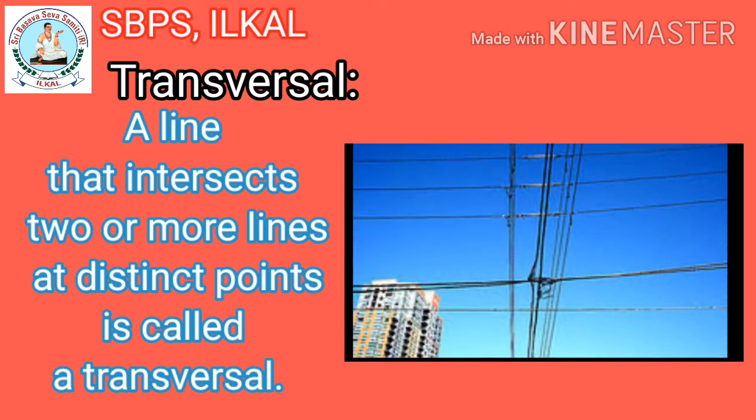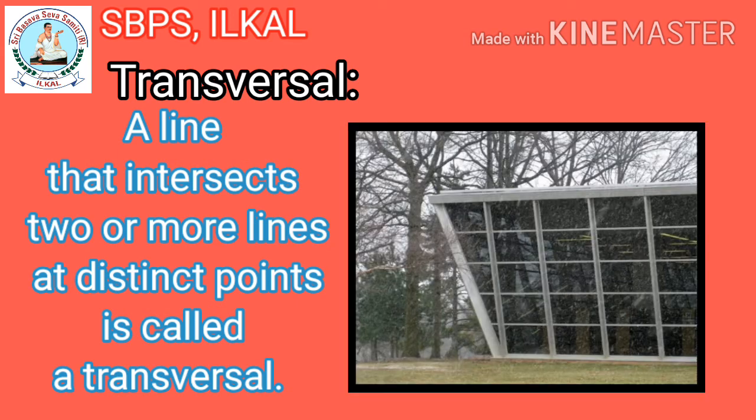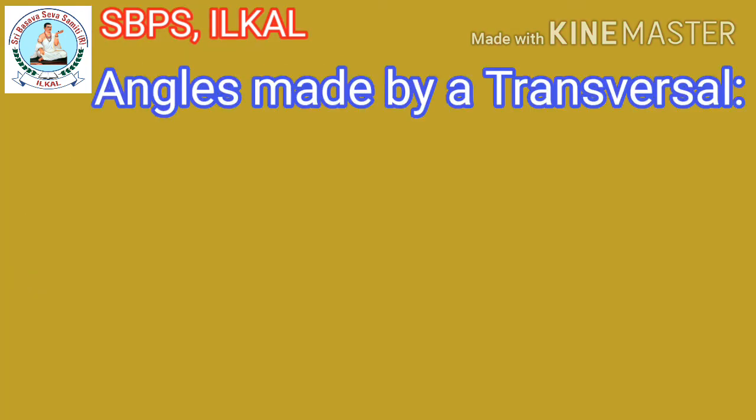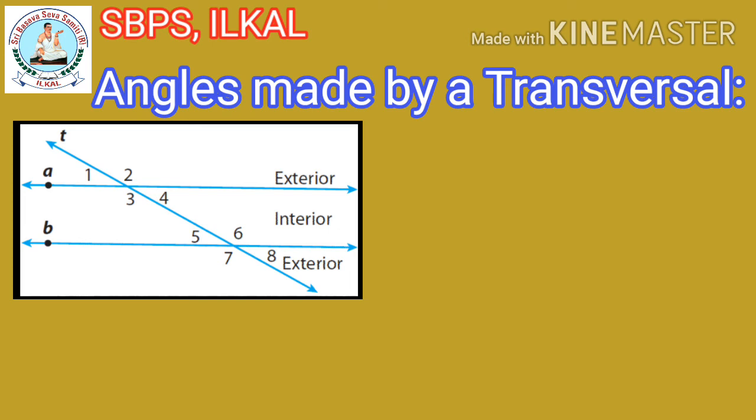Here is a real life example for transversal. Many lines are there, children. Observe parallel lines. If any other line intersects those three parallel lines at distinct points, that line we call a transversal. Here is another example for transversal, children. Observe this. If you consider RS and TO as parallel lines or line segments, NM is a transversal to that. Angles made by a transversal. Observe the given parallel lines, children. A is parallel to B and T is a transversal.